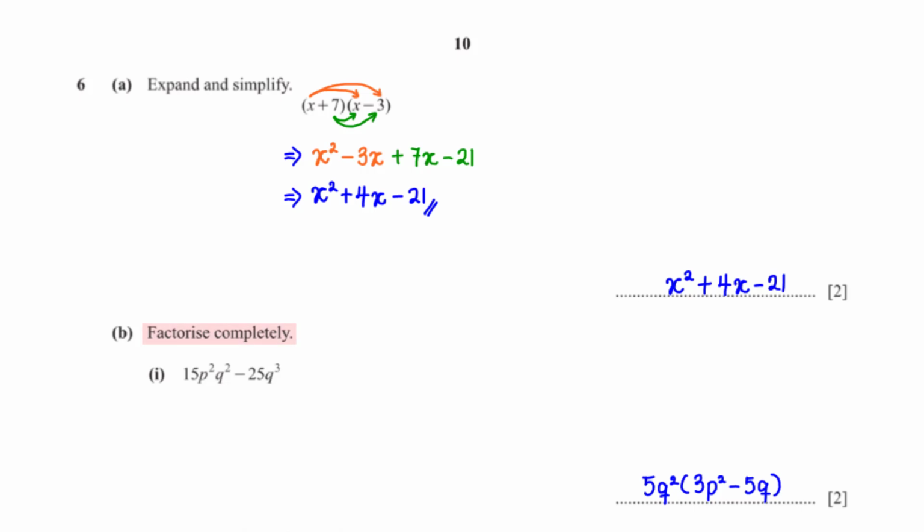Factorize completely. 15p squared q squared minus 25q cubed. The common factor here is 5q squared. When we factor that out, we are left with 3p squared minus 5q.